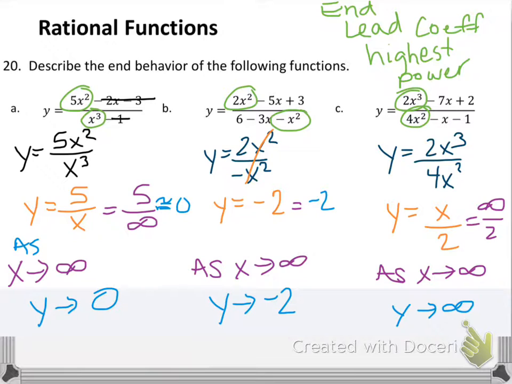These are the equivalents. This end behavior is the equivalent of what you learned about horizontal asymptotes in the past, but we're using a more mathematical concept to help you determine it. So again, to define your end behavior, just focus on your lead terms, simplify your fraction, and then plug in infinity for x and see what happens, and that's going to produce your answer.